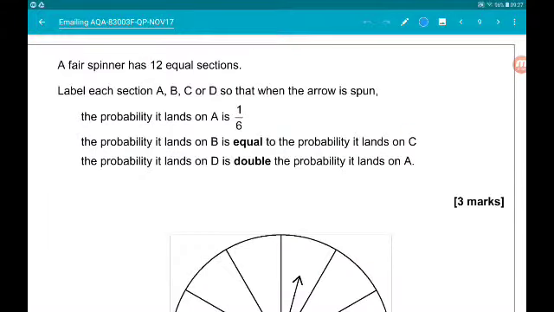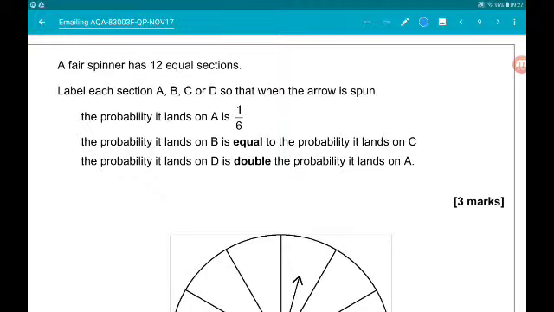Okay, question 11. The first spinner has 12 equal sections. We want to label each section A, B, C and D such that when the spinner is spun, the probability it lands on A is 1/6. The probability it lands on B is equal to the probability it lands on C, and the probability it lands on D is double the probability it lands on A.